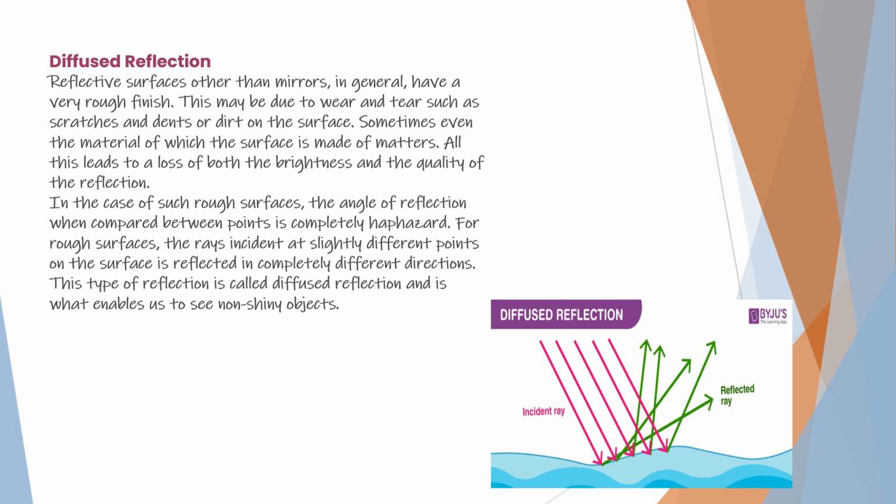In the case of such rough surfaces, the angle of reflection when compared between points is completely haphazard. For rough surfaces, the rays incident at slightly different points on the surface are reflected in completely different directions. This type of reflection is called diffuse reflection and is what enables us to see non-shiny objects.